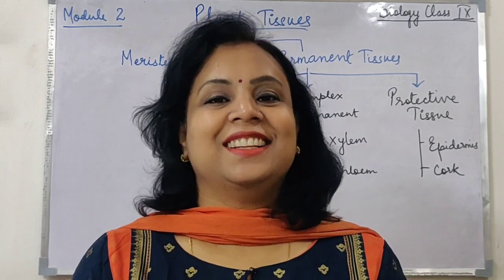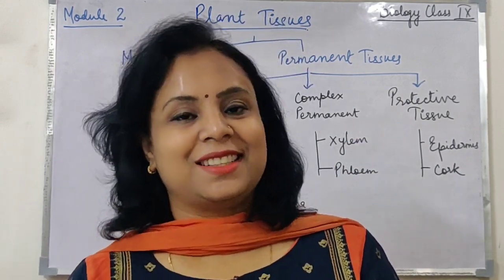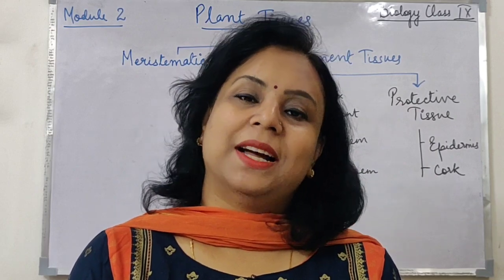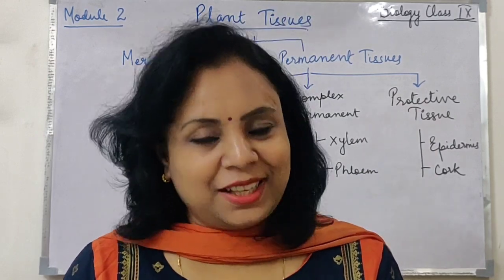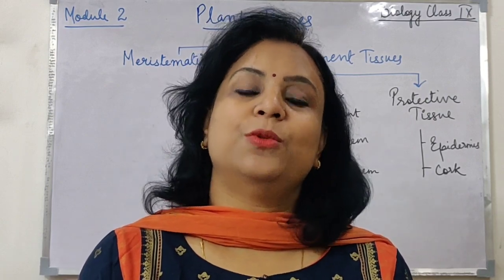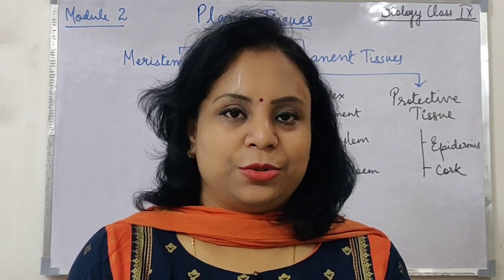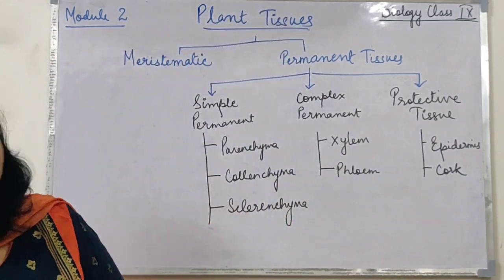We studied that plant tissues are of two types, meristematic and permanent. Meristematic tissues are the ones which keep on dividing throughout their lives. So children, today we are going to move ahead in our study of plant tissues, and let us get started.